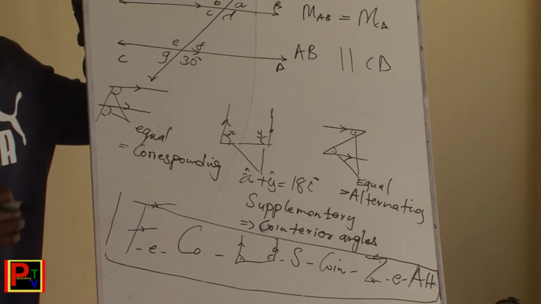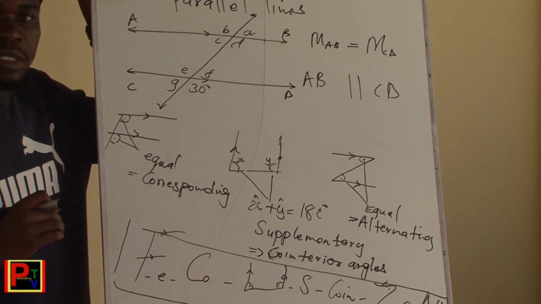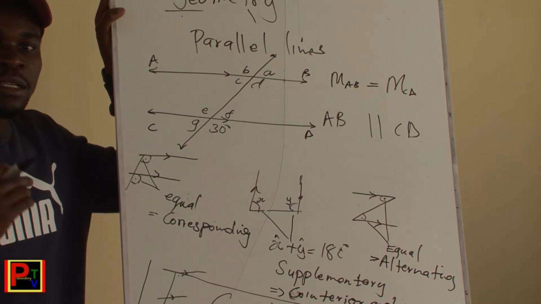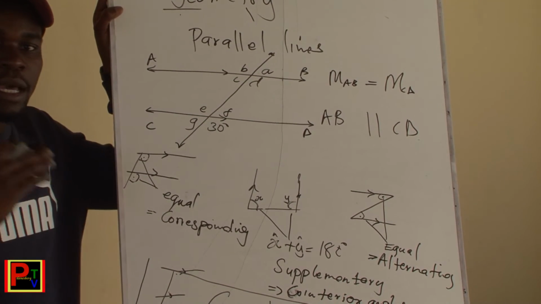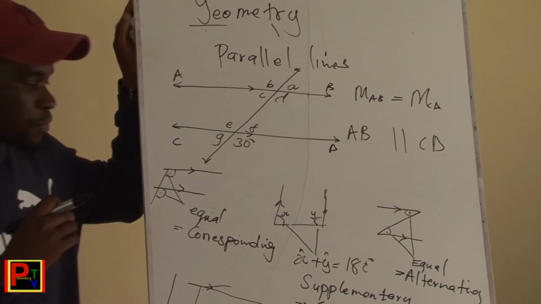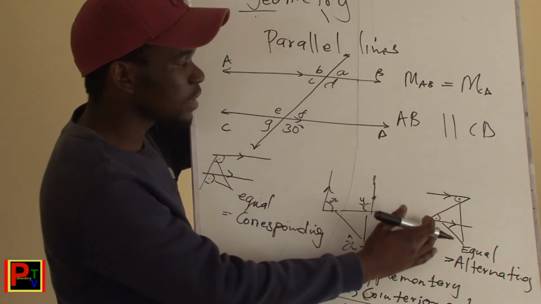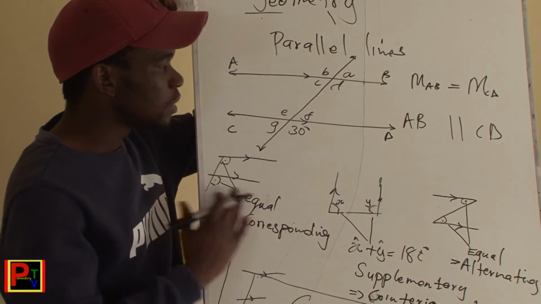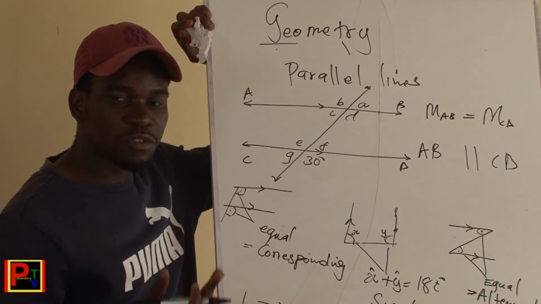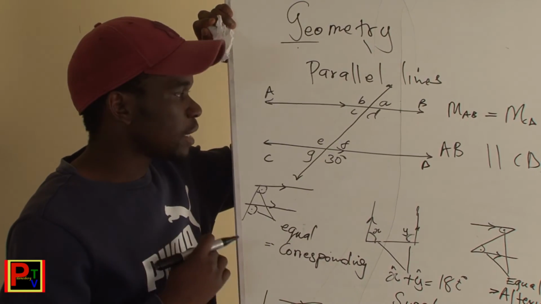solve the unknowns. But not forgetting what we have talked about: angles on a straight line, vertical opposite angles, and angles around a point. Now, let's look for an F shape, U shape, or Z shape, any of these. It doesn't mean that you have to get all of them. But if you find one or two, then try to use it.